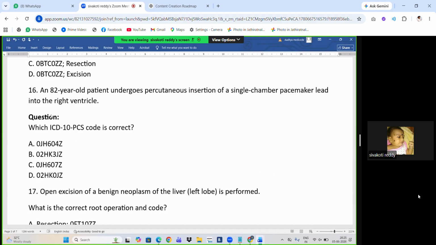16th question. Percutaneous, 3, right? They are clearly saying percutaneous insertion. See, only one option they given percutaneous. Remaining 3 should be 0. If you identify percutaneous, you are getting the answer, right? Option B correct. That's it, na?